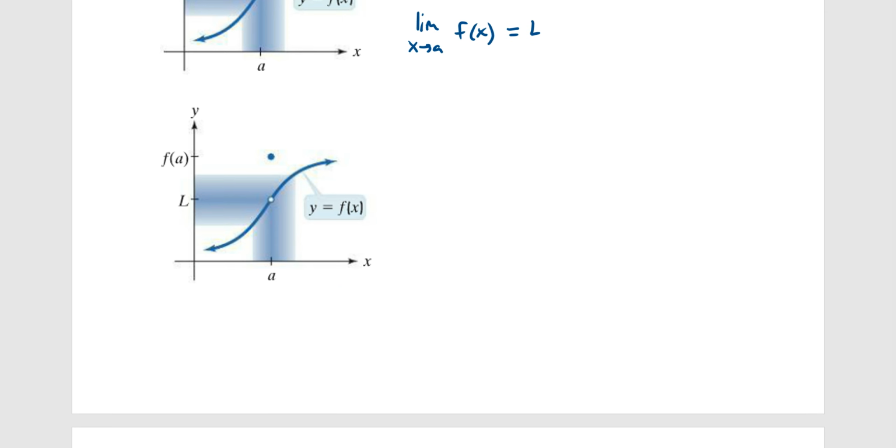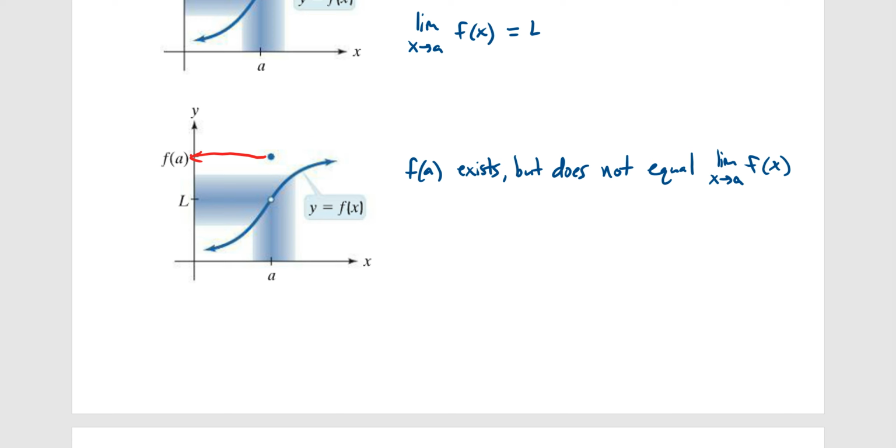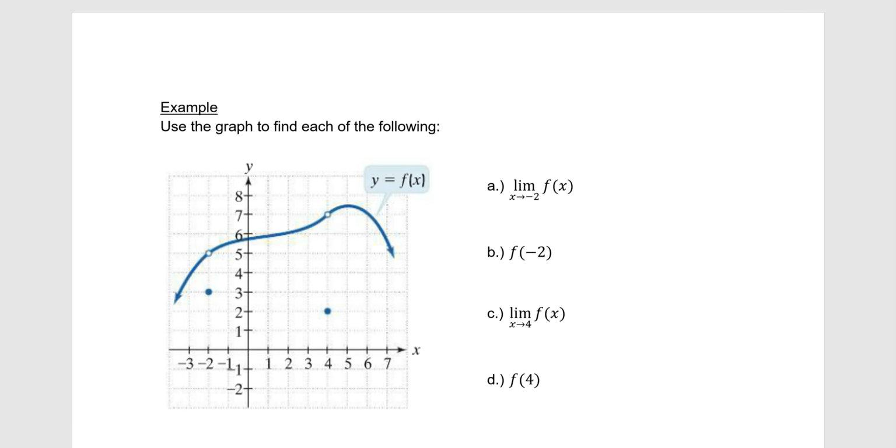Right, and in this last example here, we have f of a exists, but it does not equal the limit. So you can see that f of a is all the way up here. So there's a filled in circle, and in this case, the y value is just called f of a. So f of a exists, except it does not equal the limit this time. So the limit as x approaches a is still L, and f of a is not equal to that this time. Okay, so let's see some examples.